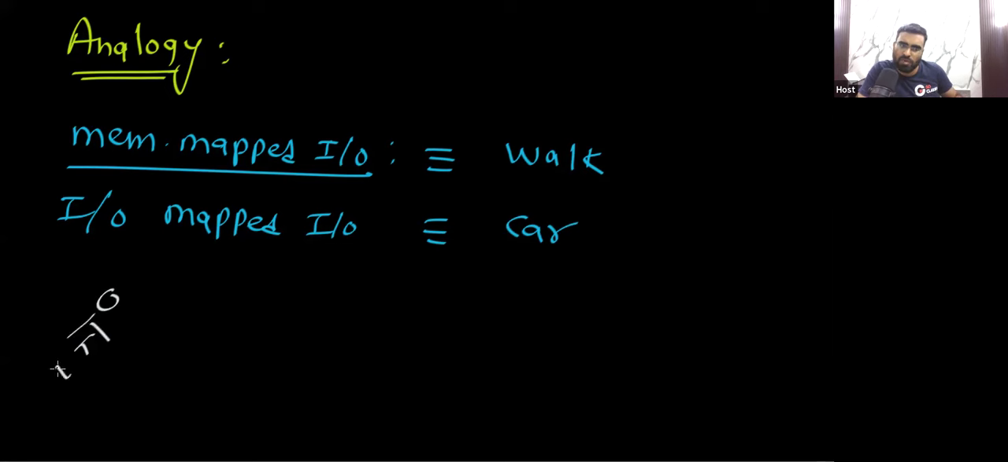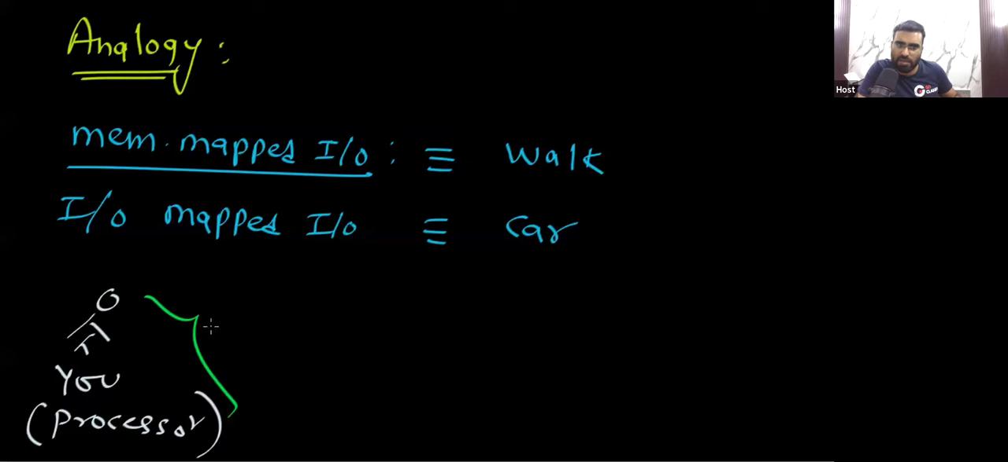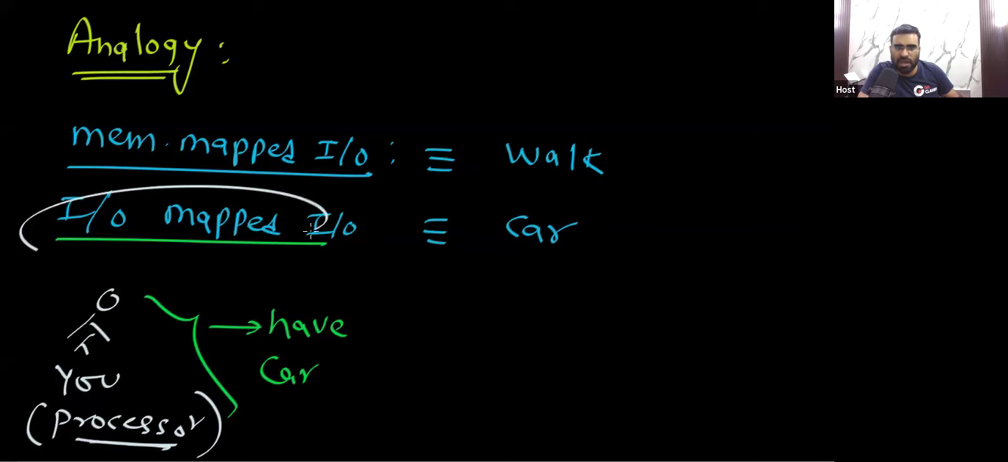Now tell me, let's assume I have a processor. This is you. You are the processor, you are the system. Let's assume you have a car, which means you are using IO mapped IO. Is this clear? Now you tell me, if you want to use memory mapped IO, can you do that? Are you getting my point? You are the processor and you are using IO mapped IO, which means you have the car. Now, anytime if you want to use memory mapped IO, can you do that?